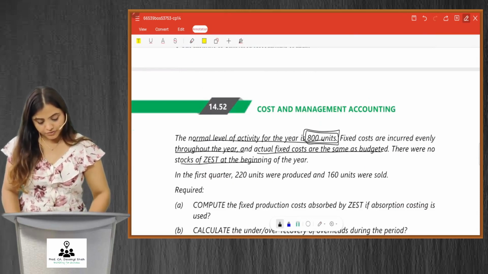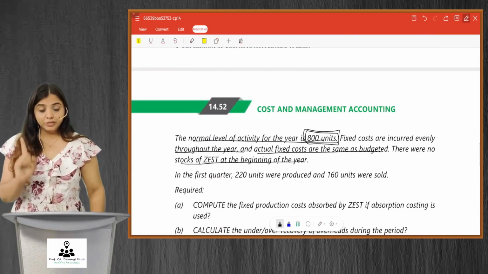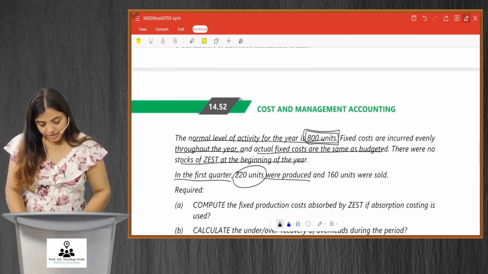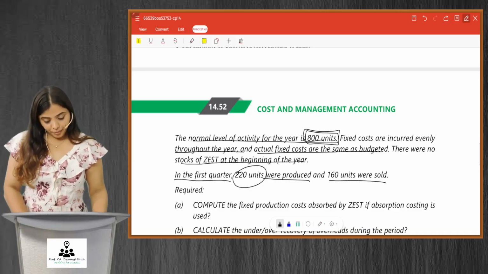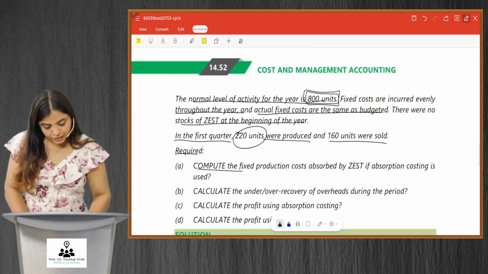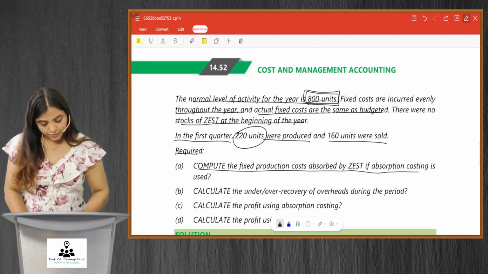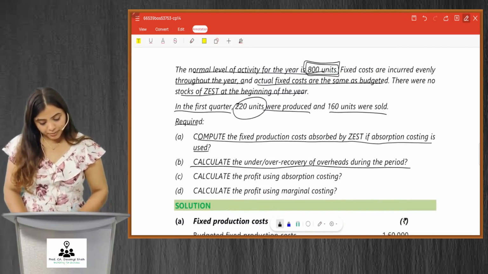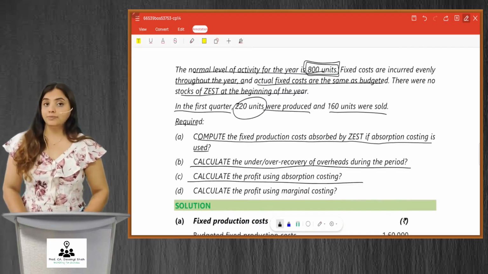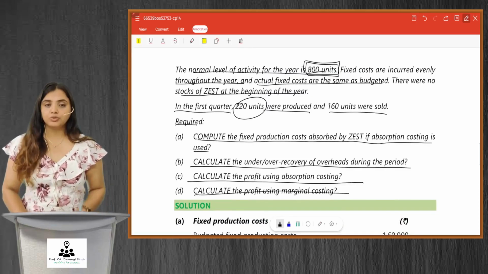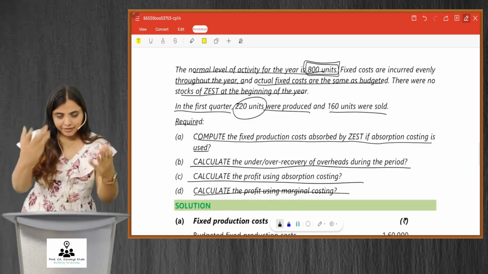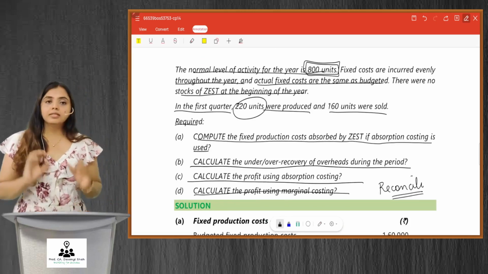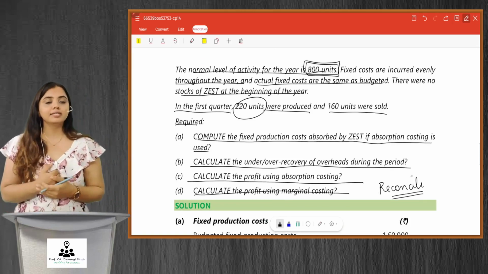There were no stocks of Jest at the beginning of the year. There is no opening stock, remember. In the first quarter, 220 units were produced and 160 units were sold. Required: compute the fixed production cost absorbed by Jest if absorption costing is used. Calculate under or over recovery of overheads during the period. Calculate the profit using absorption costing and calculate the profit using marginal costing. And to this I will add one more: reconcile the profit. And this sum would be an excellent sum to revise this.